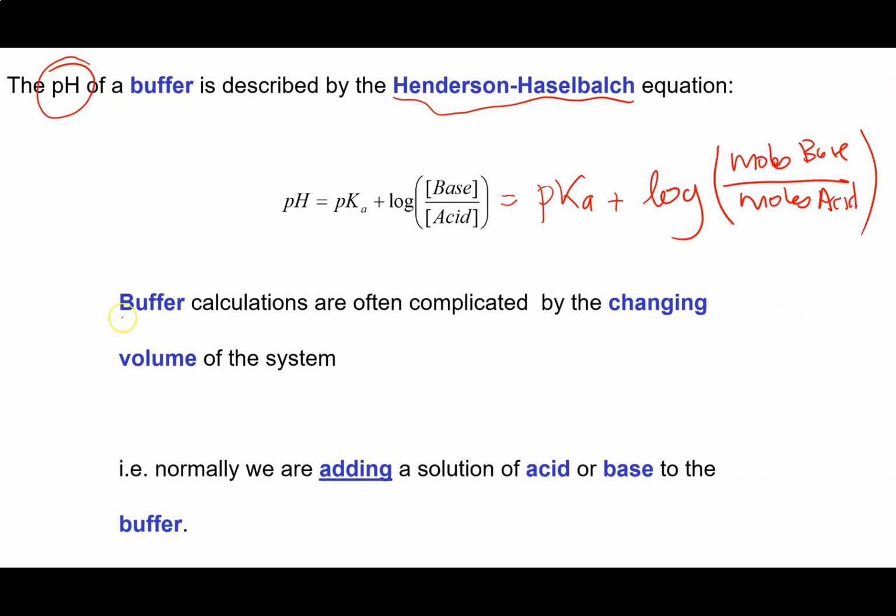Now there is a little bit of a complication here. Most of the buffer calculations that you're going to be asked to do are going to be complicated because the volume will be changing. So our concentration is going to change from where they started because we're adding liquid to the system, right? Because normally what we're trying to figure out is how the buffer responds to adding a solution of acid or base. And that's where there's a lot of value in this second form of the Henderson-Hasselbalch equation, because there's no volume term when you use it expressed in that manner.